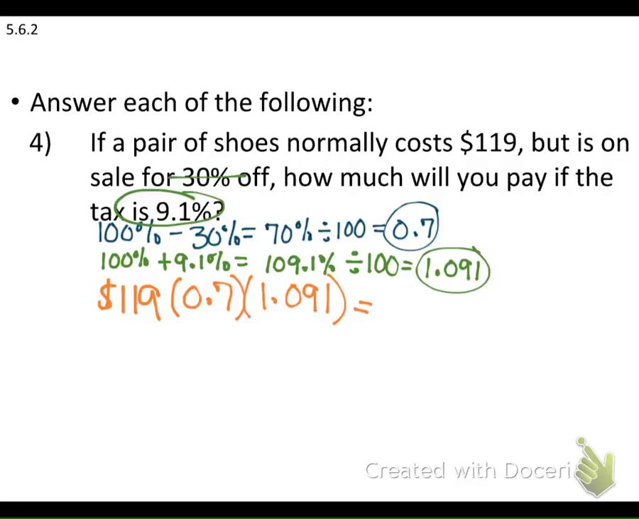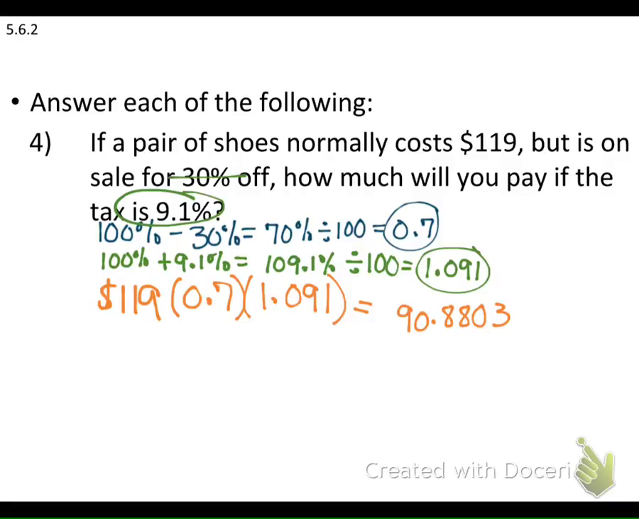You get 90.8803. Okay, so now we're talking about the price, right? The cashier's not going to say you owe $90 and 883 ten-thousandths, are they? So I'm going to have to round this to the nearest hundredth.